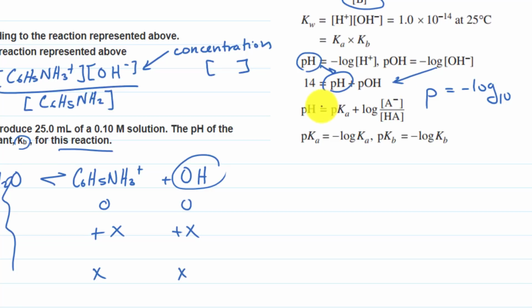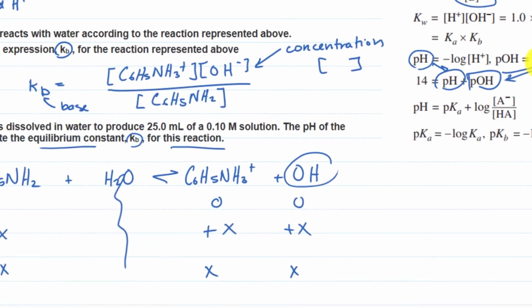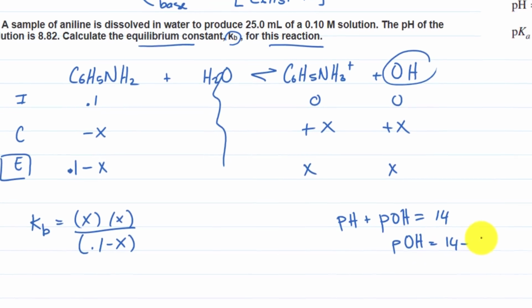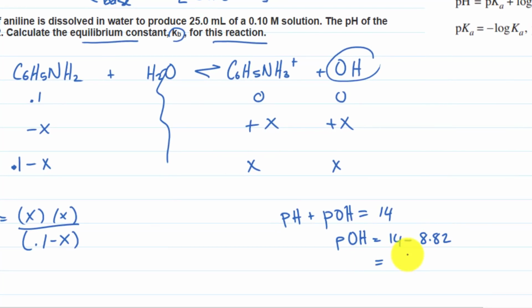Basically, pH plus pOH equals 14, because once we find our pOH, we can now find the concentration of OH. So let me look at this right here. What is our pH? Our pH is 8.82. So we have pH plus pOH, okay? You see how we use a reference table to look at our information and find a way to solve it. So this is equal to 14. That means pOH is equal to 14 minus 8.82. And this gives us 5.18.